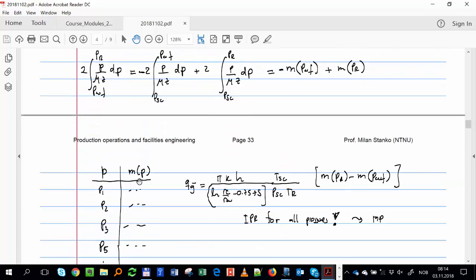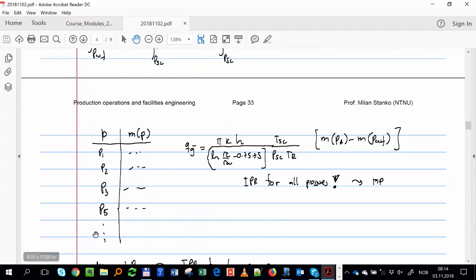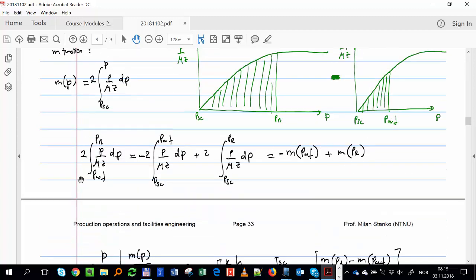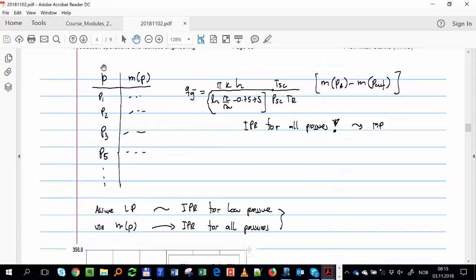And the M function is something that you can ask the lab to generate for you. Or you can ask your PVT expert, you say, generate this M function. It generates a table. And then I have this reservoir pressure, I use this M. And I have this bottom hole pressure, I have this M. And I make the difference. And that gives me the integral between PWF and PR. A very clever way to deal with this integral.